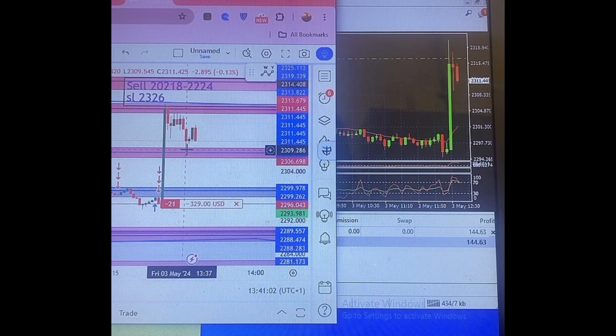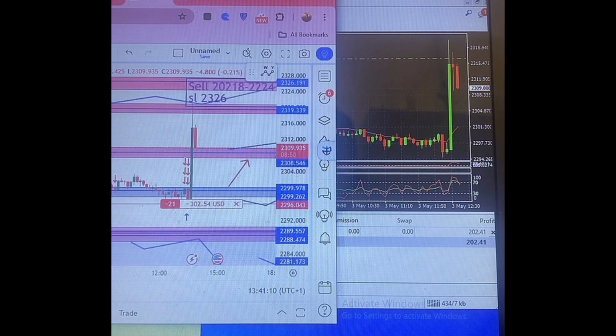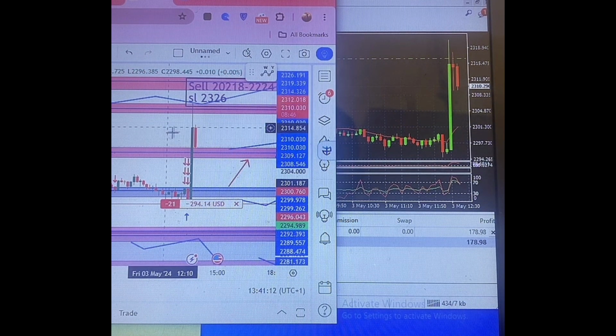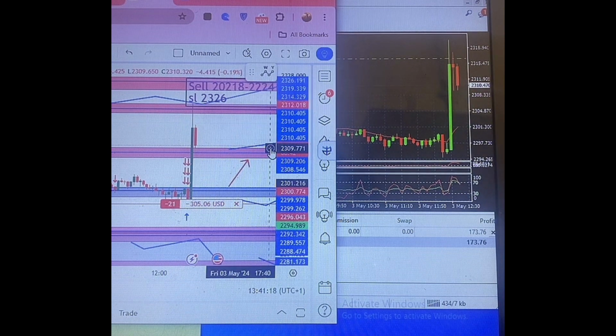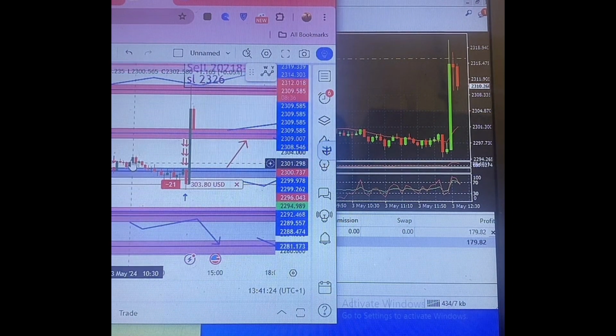If you want to enter more layers, you have to wait for the breakout here. Once it breaks out of that place, moves a bit lower and retests, then you can enter more sells, which I did. So I'm going to be looking at taking more sells. I'm looking at it breaking out.